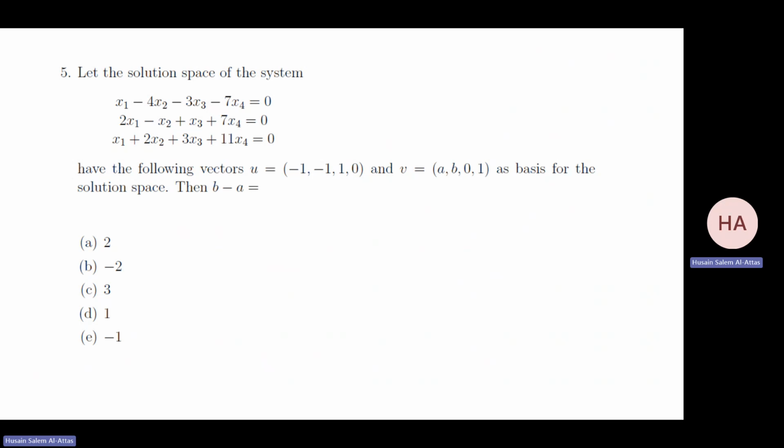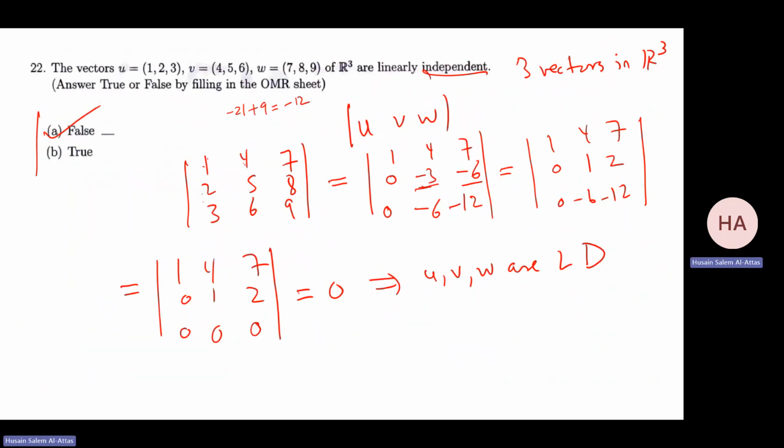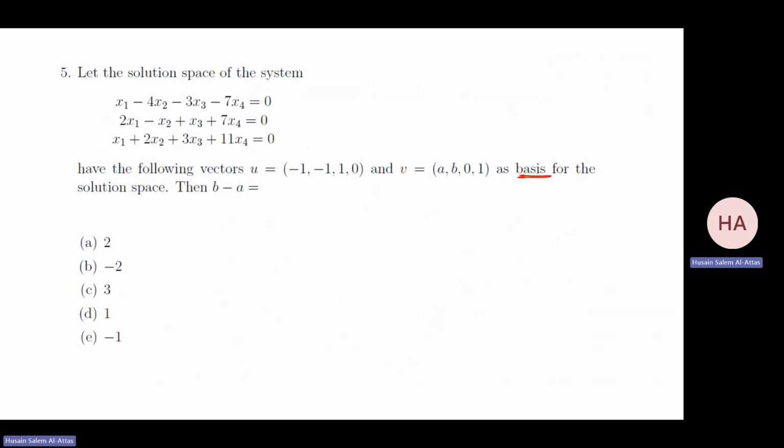Let the solution space of this have the following vectors as the basis. So I need to do what I did here, the same one. So I will do this: 1, minus 4, minus 3, minus 7; 2, minus 1, 1, 7; 1, 2, 3, okay, that will be what I need. The 0, 0 will not be affected, so I will leave it.